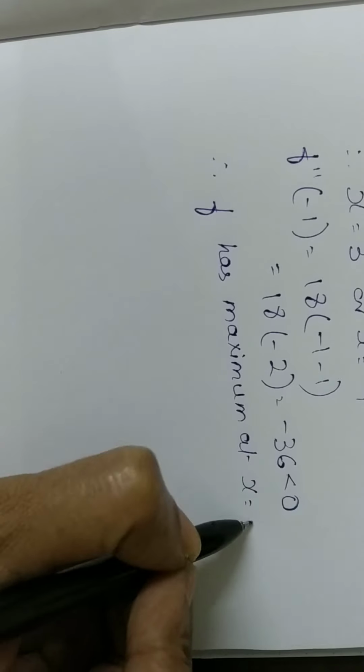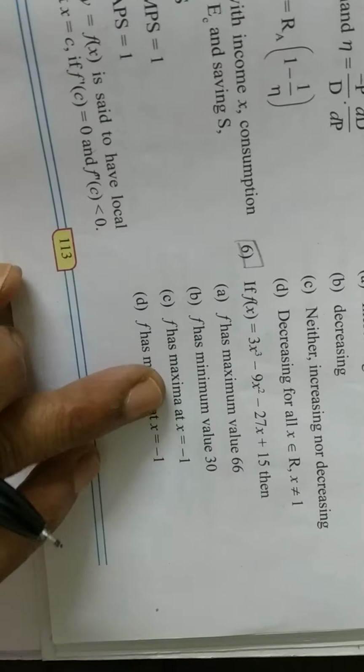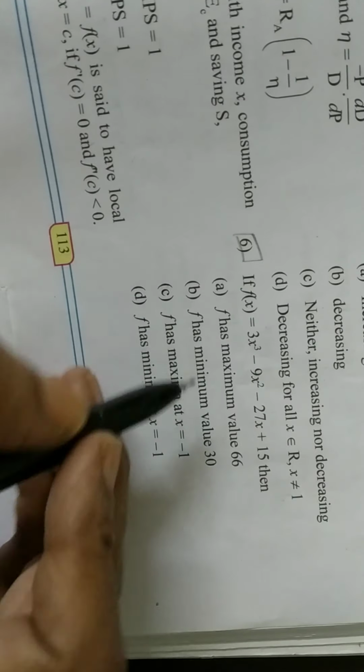at x is equal to minus 1. So this becomes our option. Correct option is C over here. f has maxima at x is equal to minus 1. So this becomes our correct answer here.